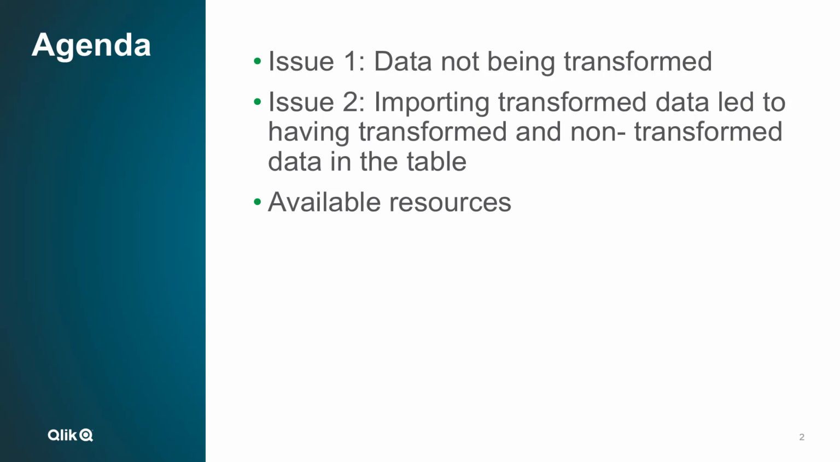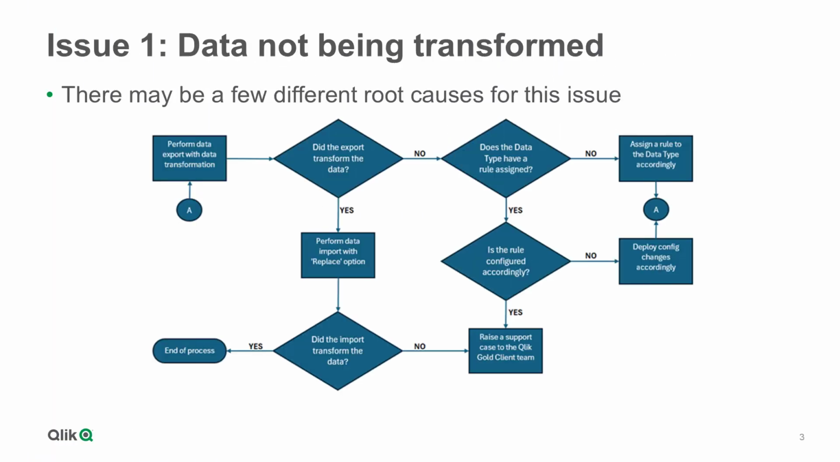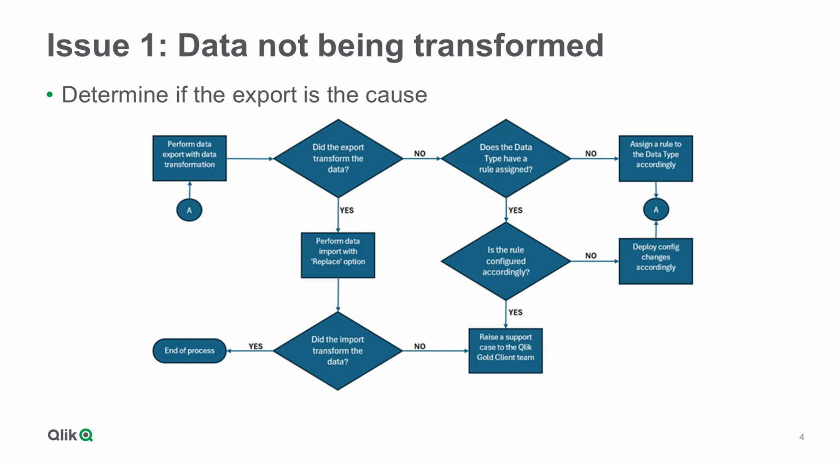Let's tackle that first issue. There are a few possible root causes that may have prevented data from transforming. So, to help identify the cause, we will use the process flow on this slide as our guide. We must first determine whether the export process is the cause. Fortunately, there is an easy method to answer this question.